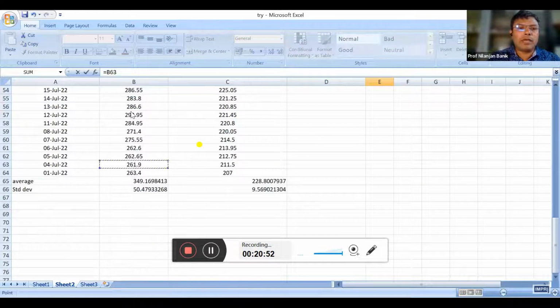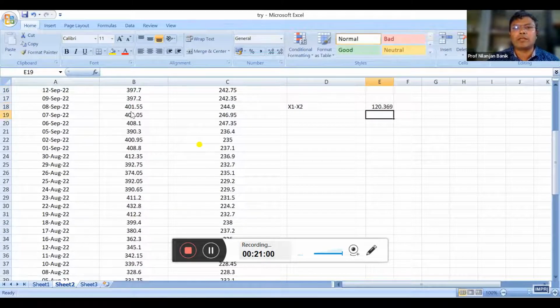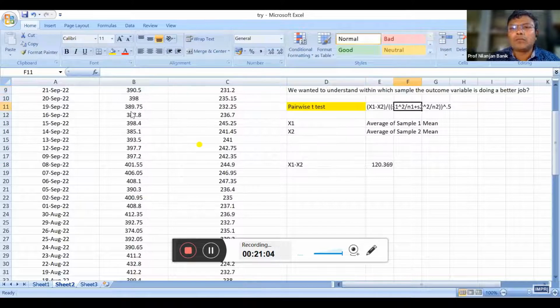This is equal to x1 is this one plus x2 is this one. If you don't understand, please ask me. So this is what I get, x1 then. Now I have to derive this part, the denominator part.